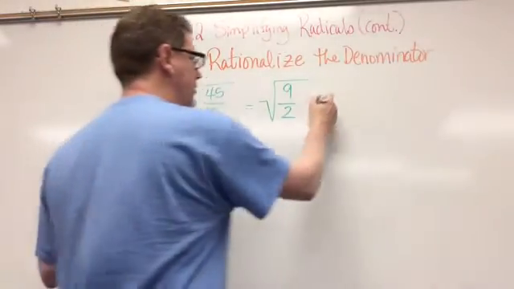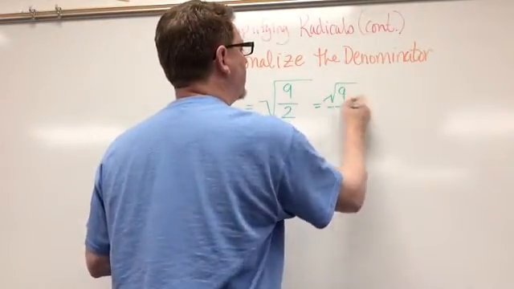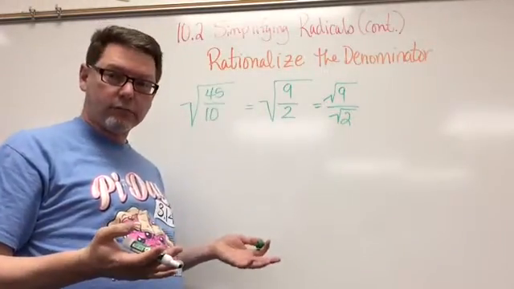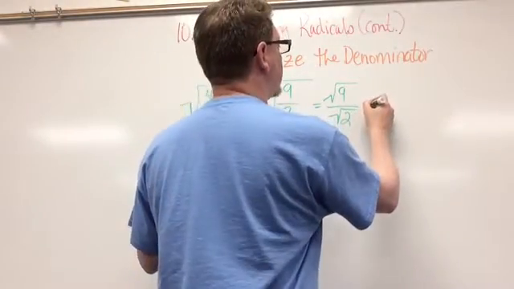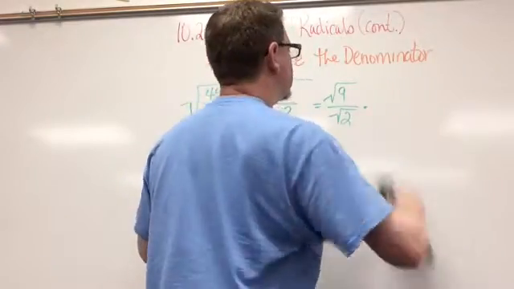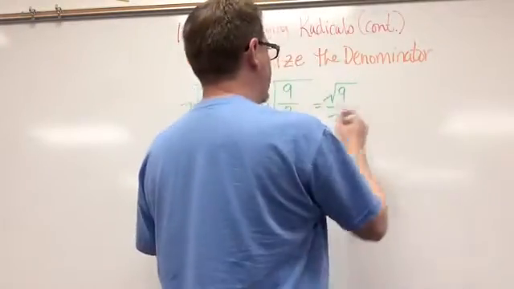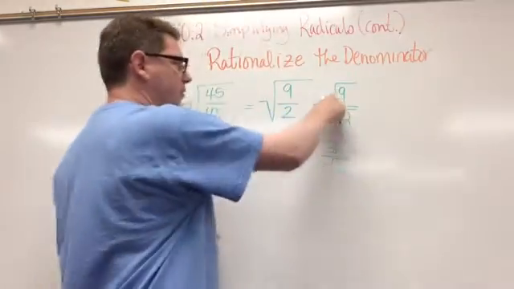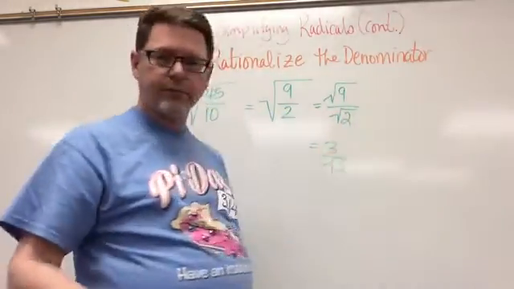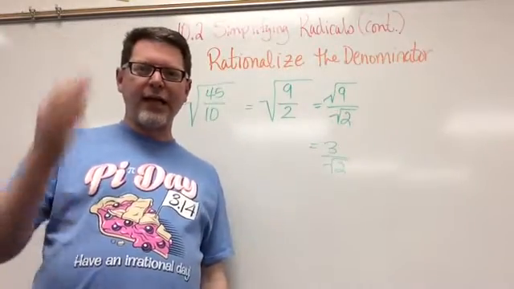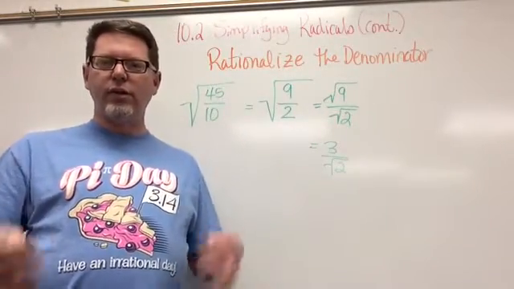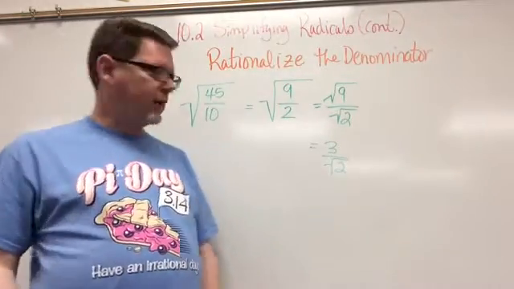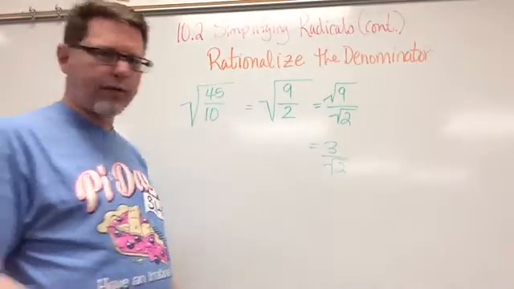And now I can put that as the square root of 9 over the square root of 2. Well, we know that the square root of 9 is 3, so I'm just going to simplify that even further to make it 3 over the square root of 2, because the square root of 9 is 3 and the square root of 2 is still the square root of 2. But here's where it's irrational. I cannot have a square root or a radical in the denominator, so I'm going to multiply by 1. What's my 1 going to look like? It's going to look like the square root of 2 over the square root of 2.